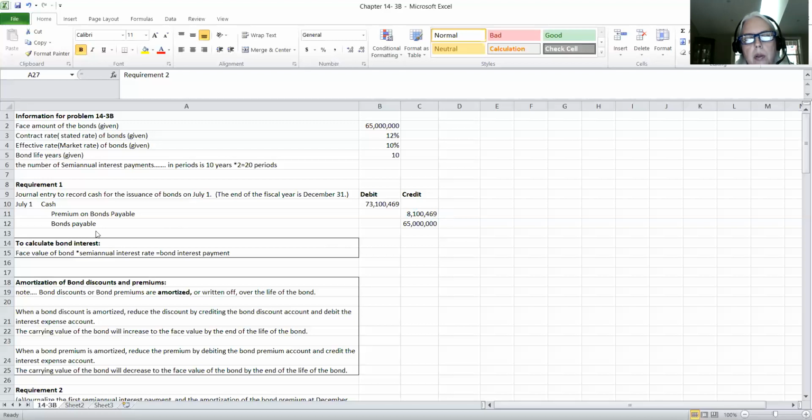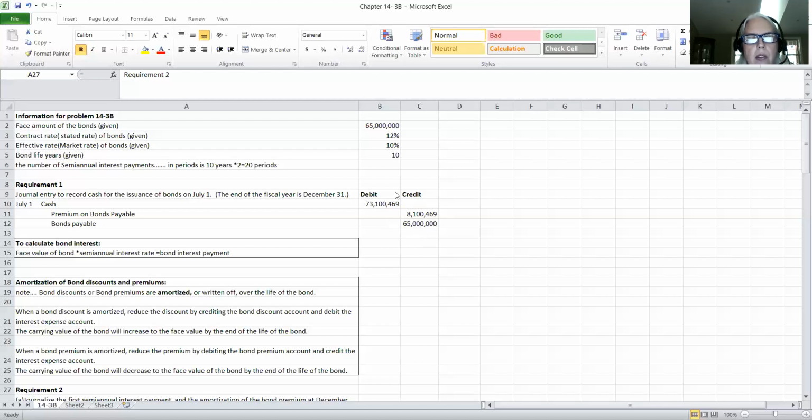The bonds payable, of course, would be credited because it's a liability, for $65 million. The $65 million is the face value. The $65 million is also the one-time payback amount that we're going to pay back at the end of the life of the bond, which is 10 years. So 10 years from now, we've got to pay back $65 million to our bondholders, which are considered to be the creditors of our corporation.